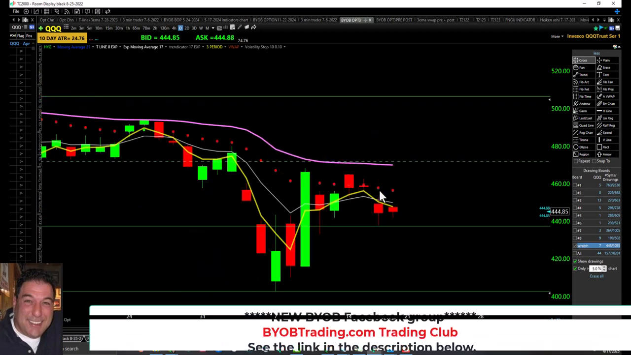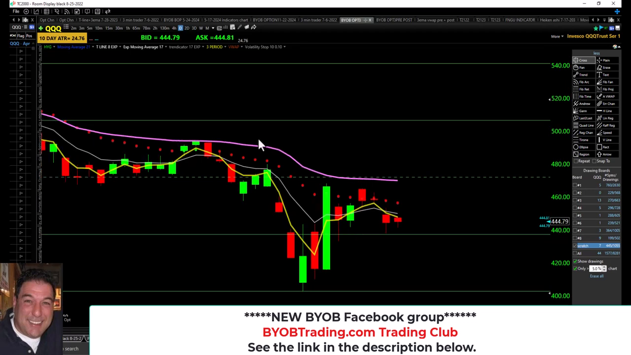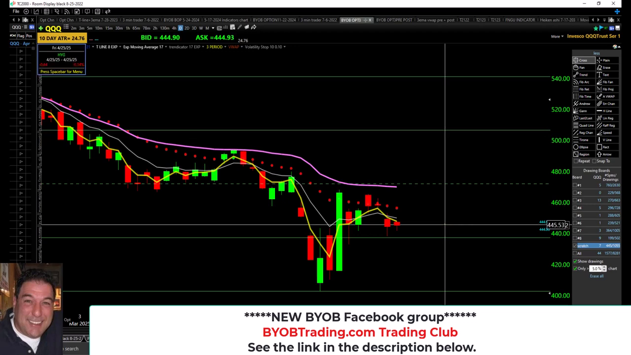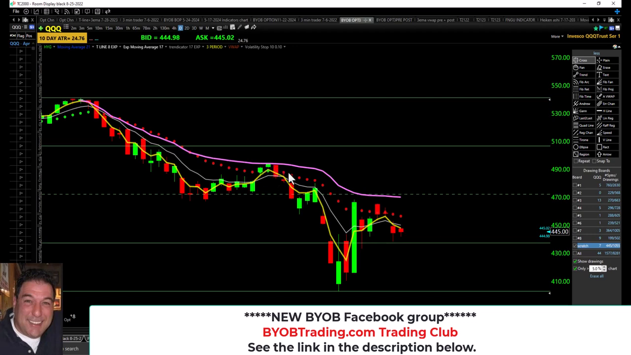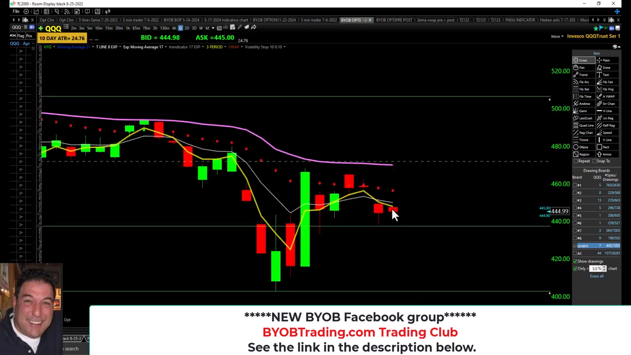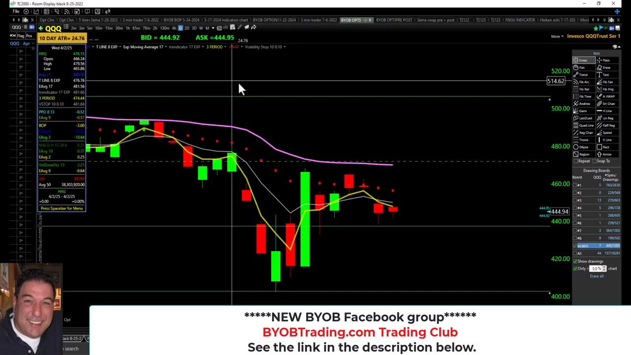Underneath the falling 17, that's the red dots. Underneath the all-time high anchored VWAP, that's the pink line. And you can see down here in the lower third, so that's bearish. In a downtrend, making lower highs and lower lows. Another inside day right there. So there's QQQ.